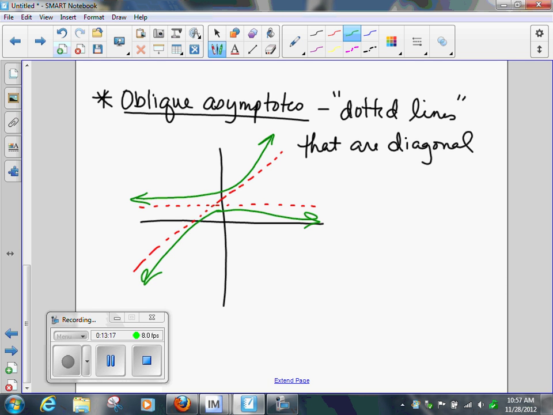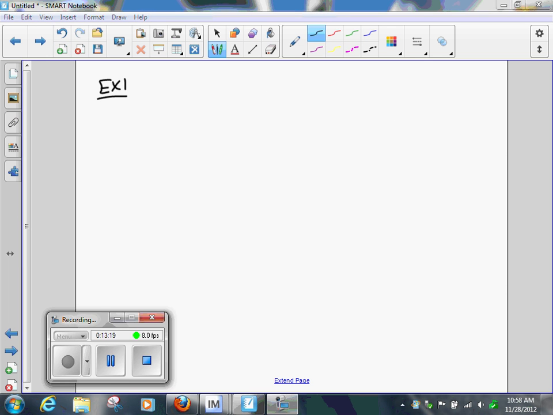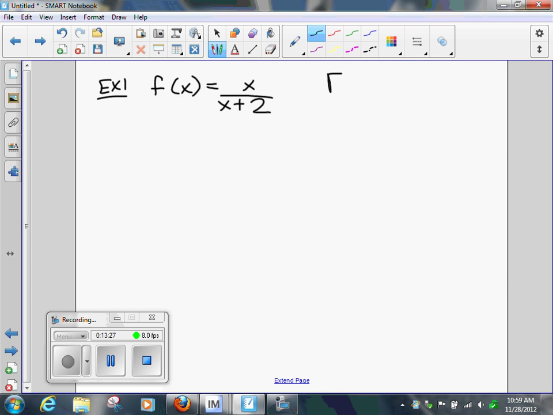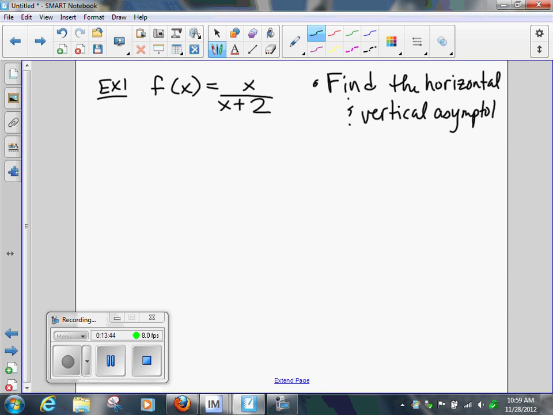Question. I want you to look at the function x over x plus 2. And you're going to do a couple of things. You're going to find the horizontal and vertical asymptotes. And then you're going to find the zeros.